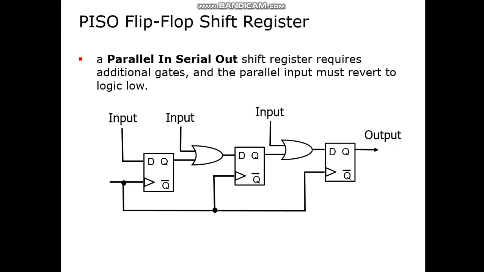Parallel in serial out: we are giving the parallel input to the flip-flops through direct values. After the first clock pulse, all the values are loaded into the D flip-flops. On the next clock pulse, it goes to the next one. In between, they are connecting the OR gate. The OR depends on which bit we are going to send, because here we are using OR. If it is 1, the output will be 1. If it is 0, the output will be 0. That is the concept of the output.